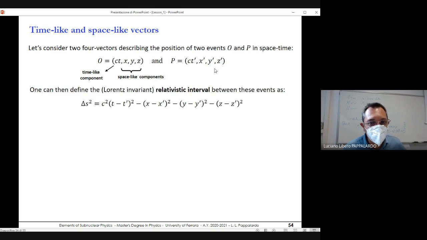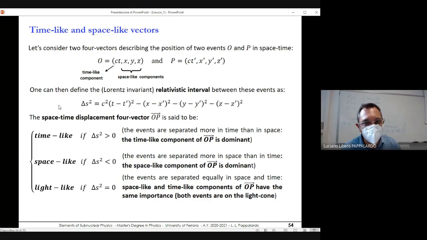So once we have two events, we can define the Lorentz invariant relativistic interval, okay, between these two events, that you can construct in this way, okay? And it is easy to show that this is again a relativistic invariant that does not change from one reference to the other. And now we have these three possibilities.